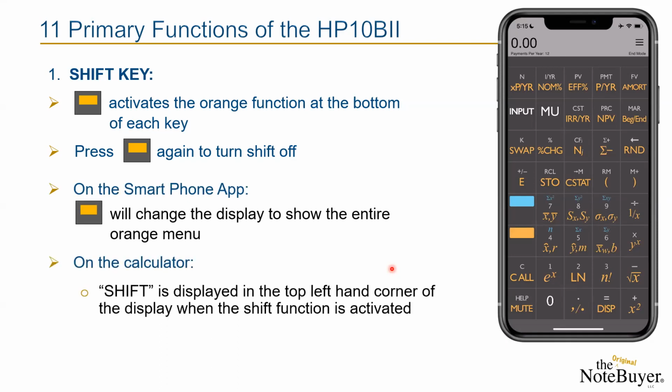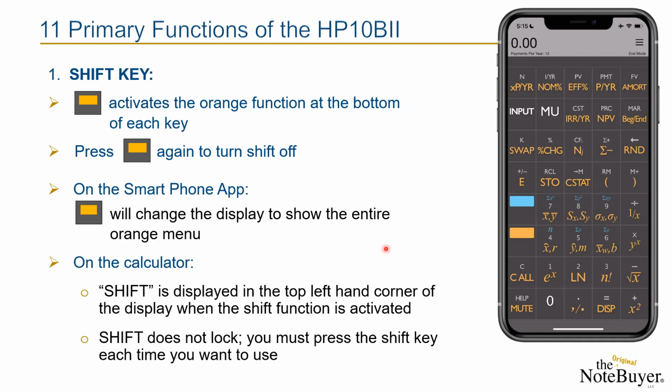If you are using the handheld calculator, it will usually tell you up on the display that the shift key is on, but you don't need that if you're using the smartphone, because all the orange font just jumps right out at you. So know that that is the shift key. And by the way, the shift key does not lock. You have to press it each time you want to use it.